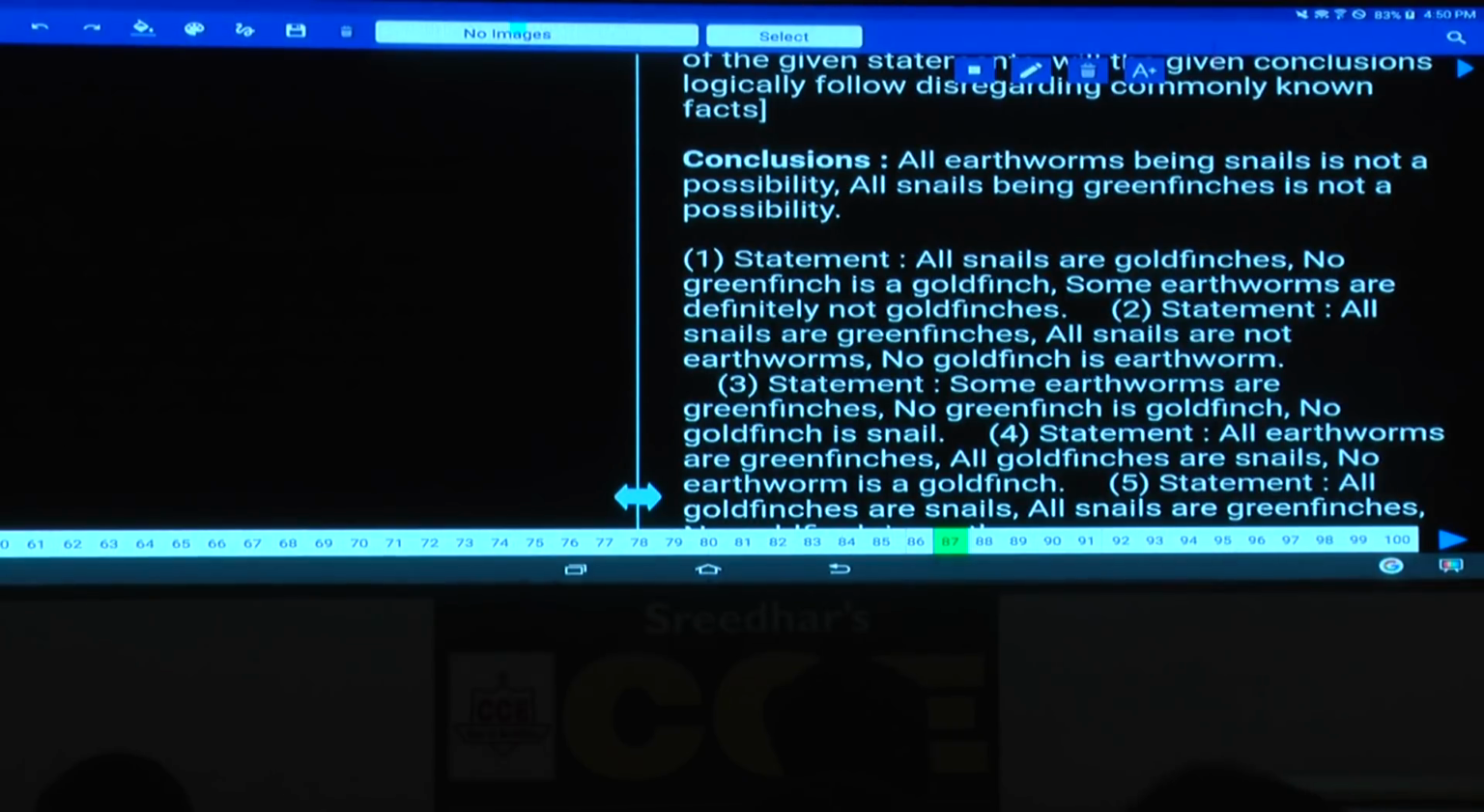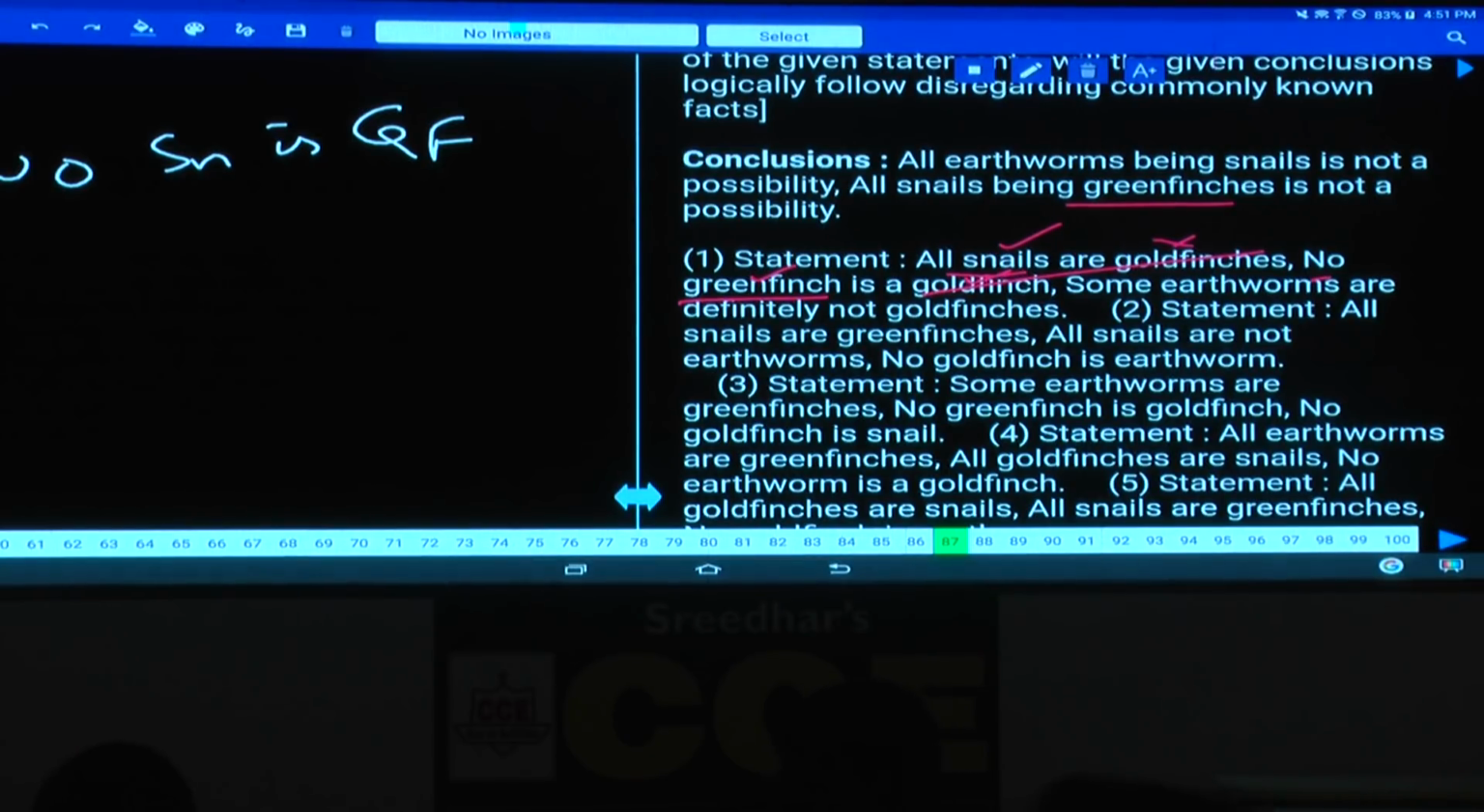Okay? And in this one, all snails are goldfinches and no greenfinch is goldfinch. Now if you combine these two, what is the conclusion we are getting here? Snail, goldfinch here, no greenfinch and goldfinch. Middle one is distributed. As middle one is distributed, what is the conclusion we got here? All snails, and this is no. That means no snail is greenfinch. No snail is greenfinch is the definite conclusion. Hence, all snails are greenfinch is not at all possible.